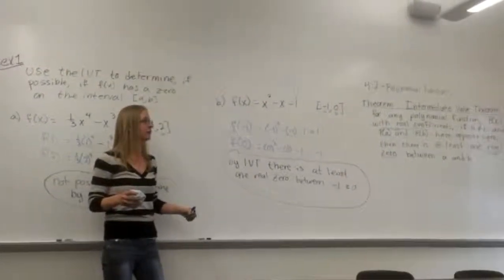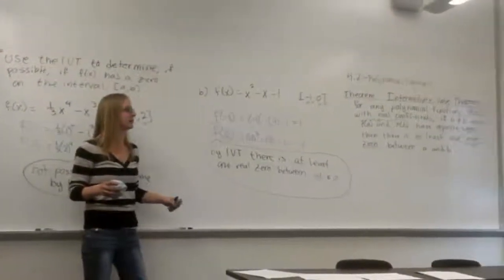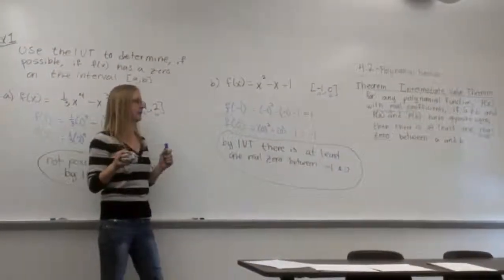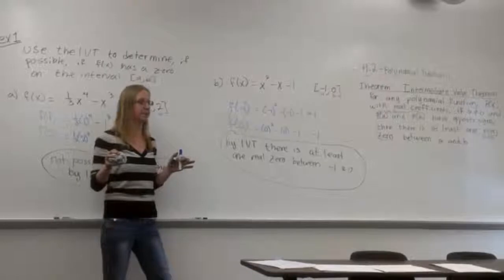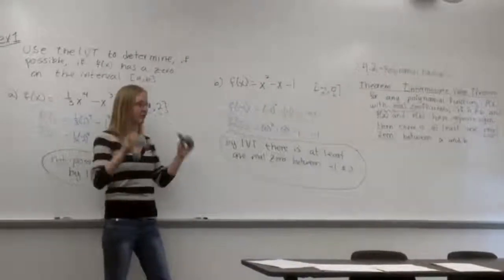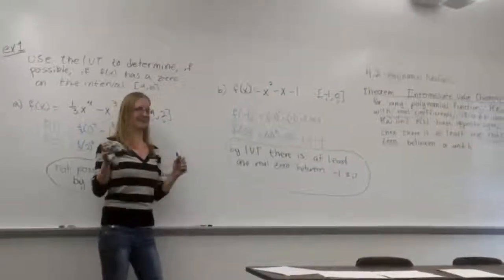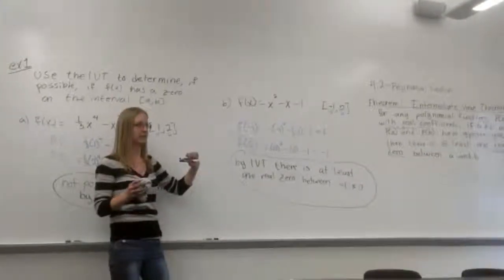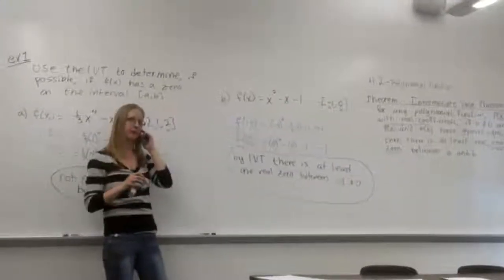The IVT is used to find if a polynomial function has a zero. It is not used to determine what the zero is. Just if it has one. Right. This is good. Ta-da! Questions on that? Yes, sir.